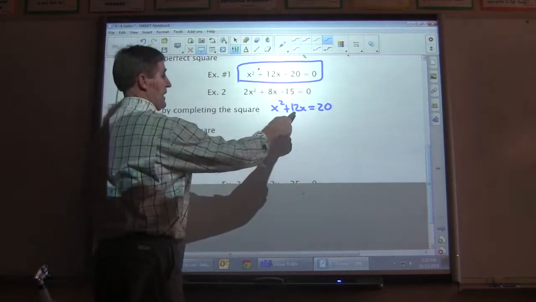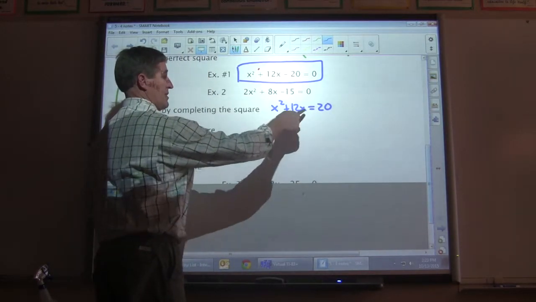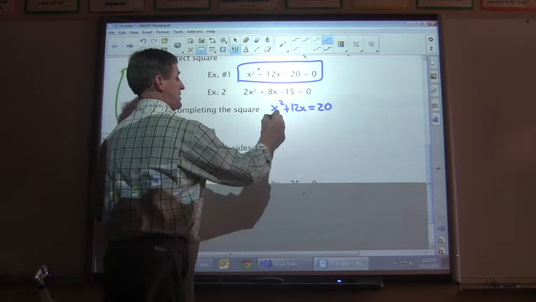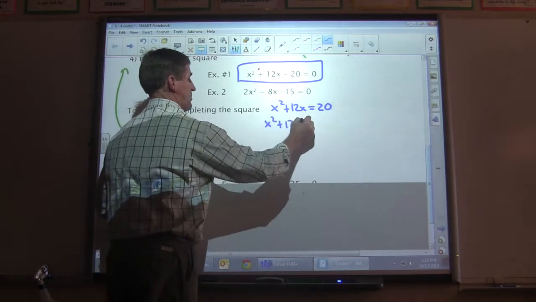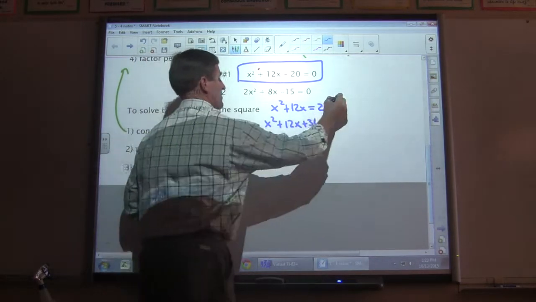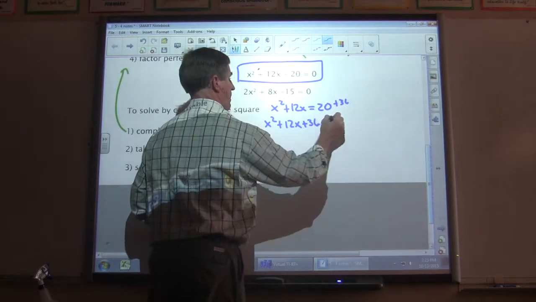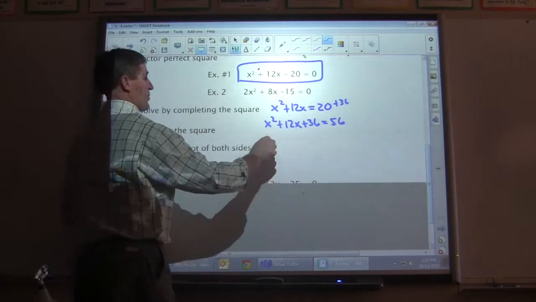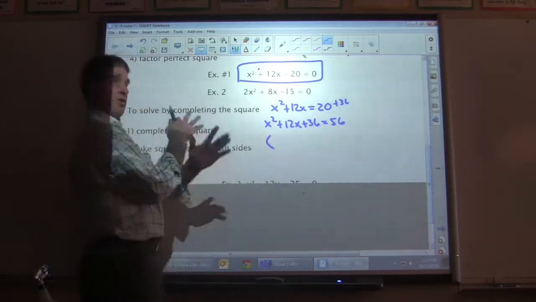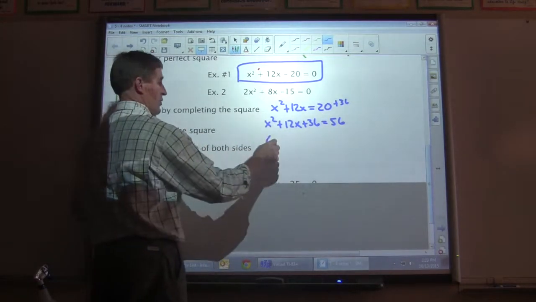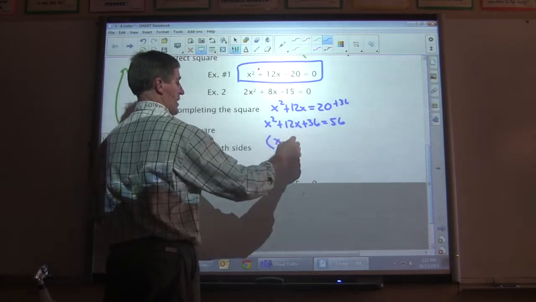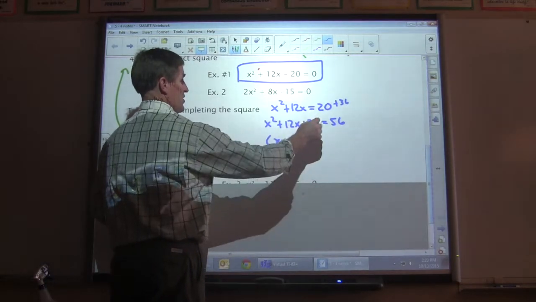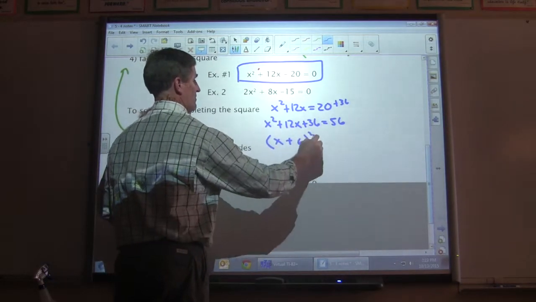We take half of b. Half of 12 is 6. 6 squared is 36. So we add 36 to both sides. So we get 56. Now it's a perfect square. To factor that, again, you can use the x method, but the square root of x squared is x, the sign in the middle is positive, and the square root of 36 is 6.